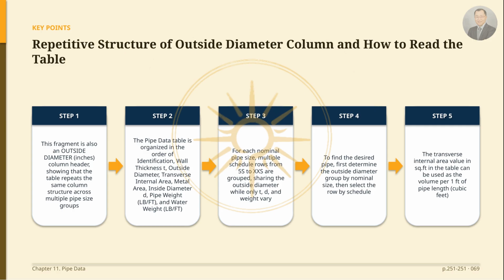For each nominal pipe size, several schedule rows from OS to XXS are grouped together. In this case, they share the same outside diameter, while only the wall thickness, inside diameter, and weight differ. Therefore, to find the desired pipe, first determine the outside diameter group by the nominal size, and then select the exact row by the schedule. Additionally, please note that the transverse internal area values listed in square feet can be used identically as the volume in cubic feet per foot of pipe length.